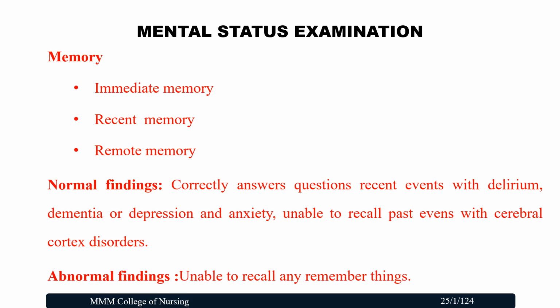And what are the normal findings that can be expected? The client correctly answers questions; recent memory loss is seen with delirium, dementia, depression, and anxiety. Unable to recall past events suggests a cerebral cortex disorder. And what are the abnormal findings that can be expected? Unable to recall any remembered things.